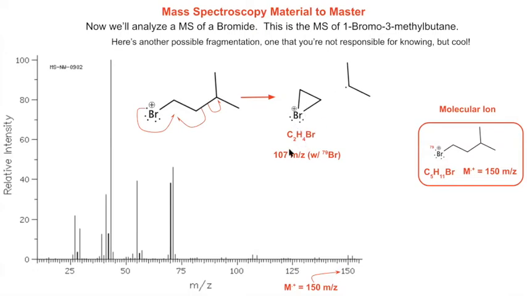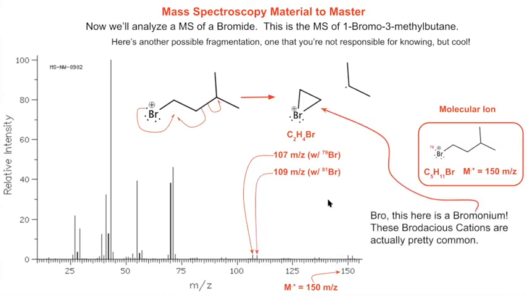Bromonium. It has a mass charge ratio of 107 when it's bromine 79, the most abundant isotope. So there it is. That's a nice looking peak. Then 109 when it's the bromine 81 right there. And so, bro, this here is bromonium. These brodaceous cations are actually pretty common. So we'll see those next year, next semester, next year.